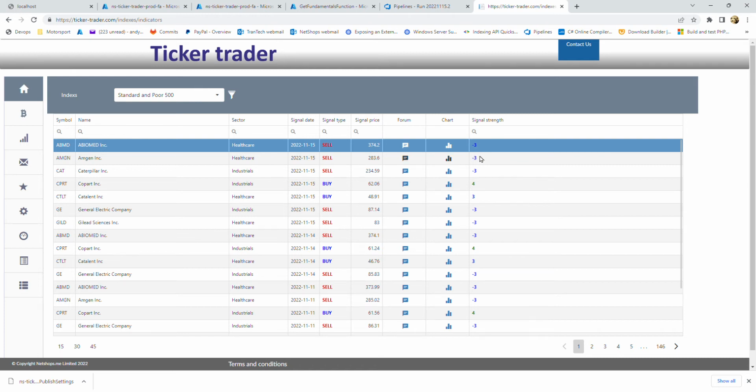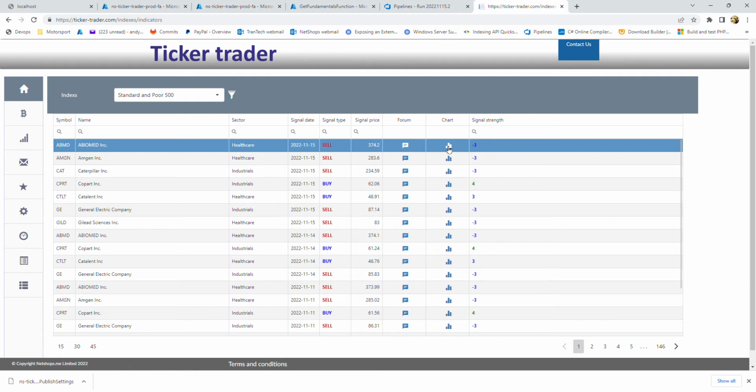If it's a negative number like a -3, that means that it's a sell. If it's a positive number, so we have a 4 here or a 3 here, then it's a buy. So we have 2 icons in a grid. We have a chart icon and a forum. So you can go into the forum and you can have a look at what people have posted about that stock. If you have any comments, you can post them there. You can share them, you can get followers, you could become quite popular yourself in Ticker Trader.